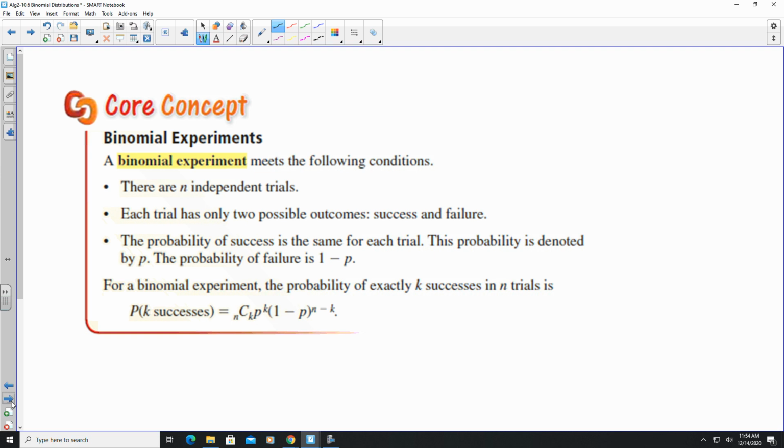For a binomial experiment, the probability of exactly K successes in N trials is given by this formula, where you have the combination formula, N trials over K successes, times P to the K, and then times 1 minus P, which is not successes, and that's where you have N minus K. So this is the successes, and this is dealing with the failures.